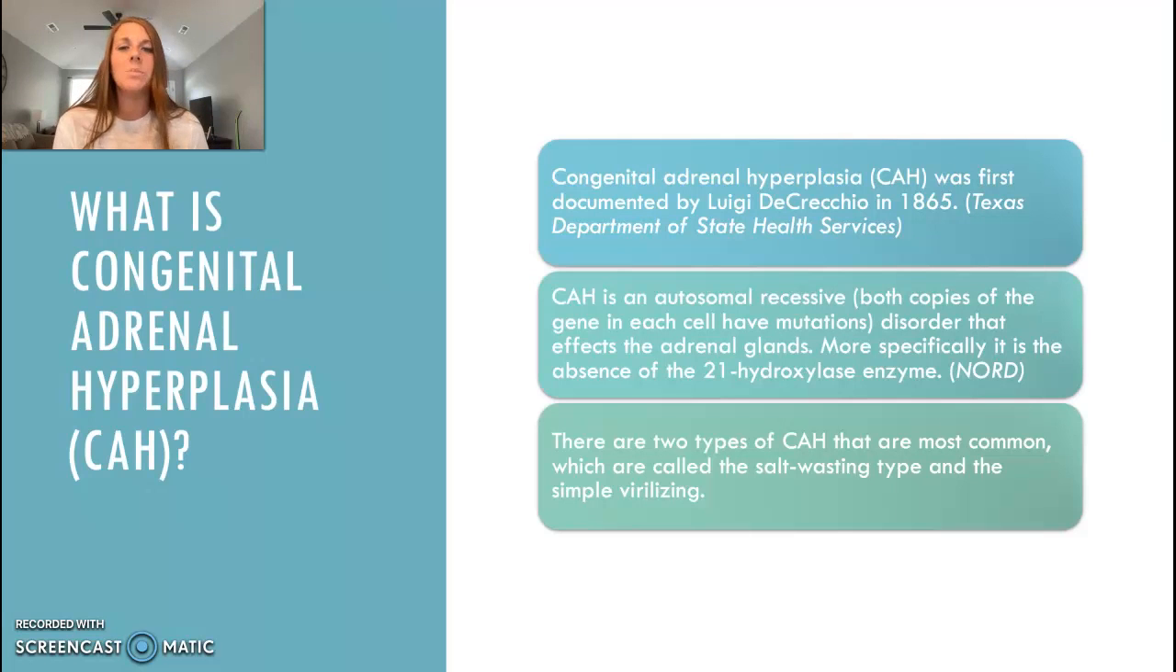So it is the absence of an enzyme called the 21-hydroxylase enzyme, which is part of our hormone production. And the reason we're dealing with hormones is because where this deficiency occurs is going to be in the adrenal glands, which lie right above our kidneys. Okay, so it was first discovered and documented by Luigi Di Crescio in 1865. So that's just kind of a fun fact.